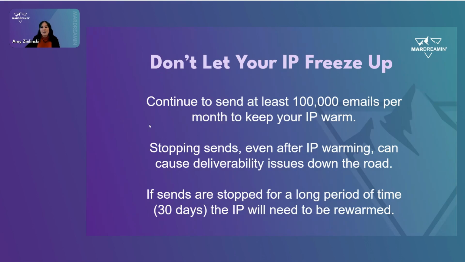And lastly, don't let your IP freeze up. I've said this earlier, I'm saying it again. Continue to send at least 100,000 emails per month to keep your IP warm. Stopping sends after IP warming can cause deliverability issues. And if sends are stopped for a long period of time, 30 days or more, the IP is going to need to be rewarmed. So ensure that you continue to send your regularly scheduled emails.